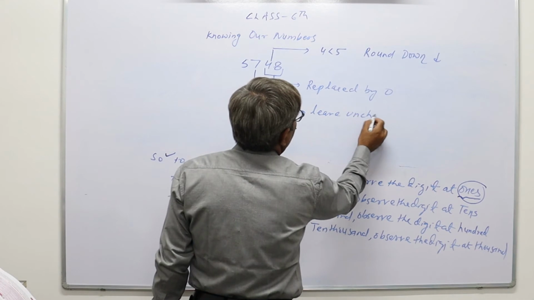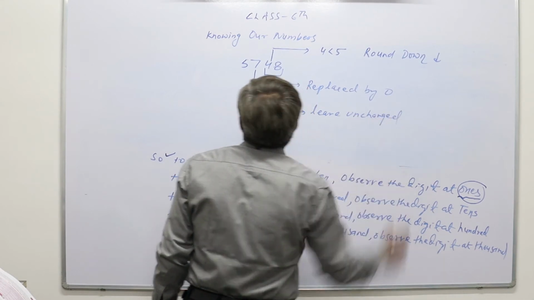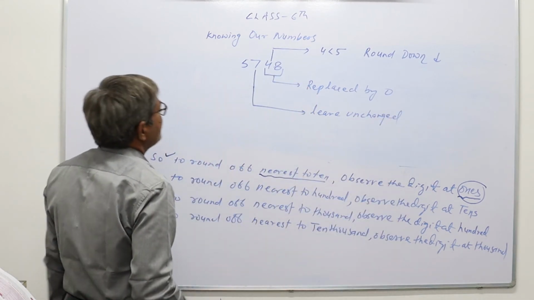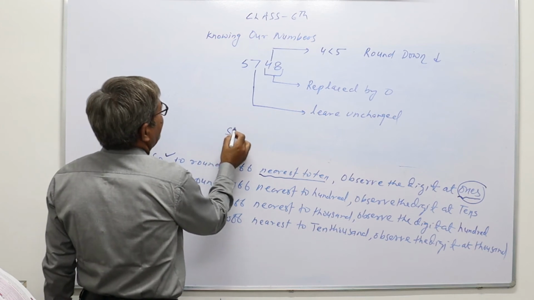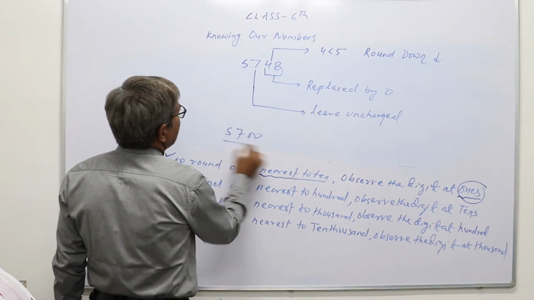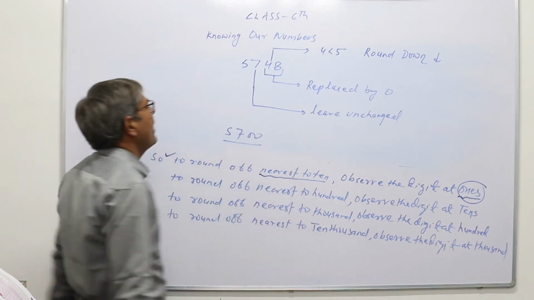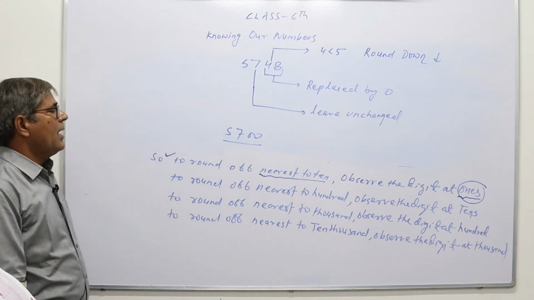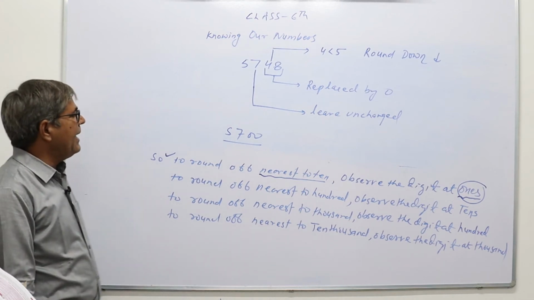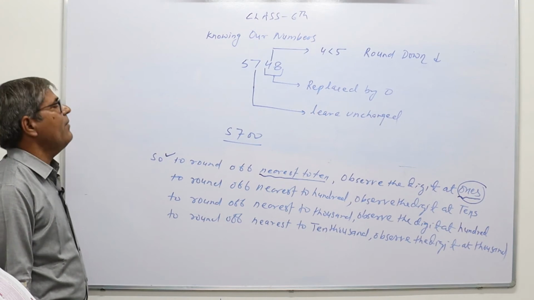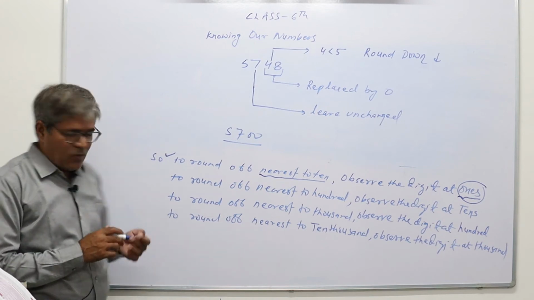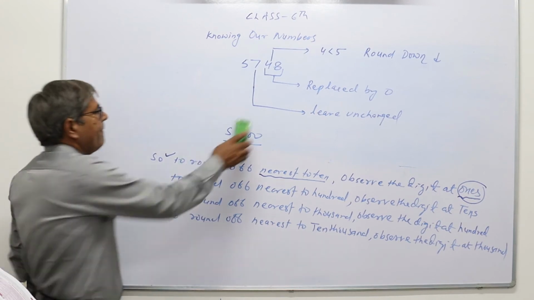Left unchanged implies that your answer will be 5700. So 5748 rounded off nearest to 100 will be 5700. One more example.